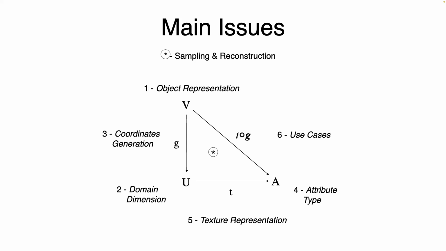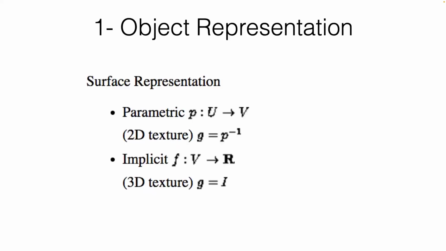And so we are going to discuss these 7 issues related to texture mapping. And the first is the object representation. The object representation basically boils down to the surface representation. As we have seen here in the course, we have the parametric representation and the implicit representation. When you have the parametric representation, the most natural thing is to use 2D textures.